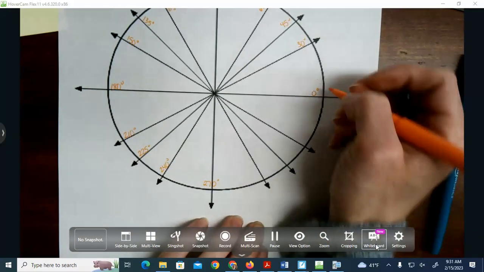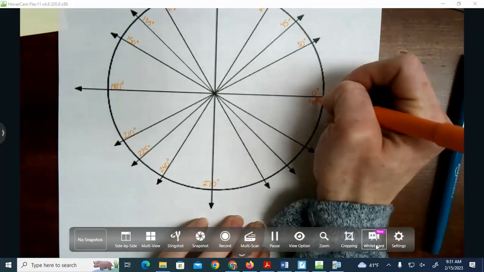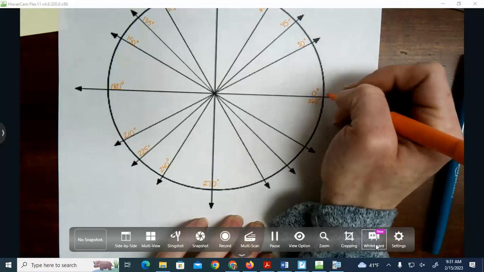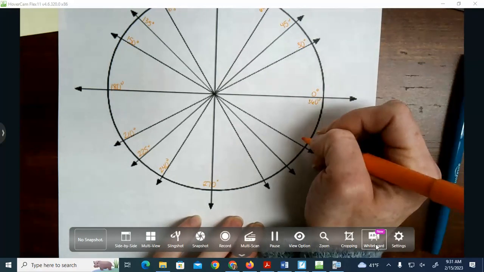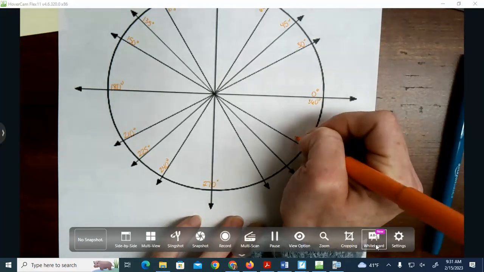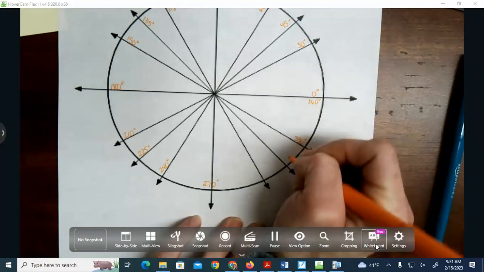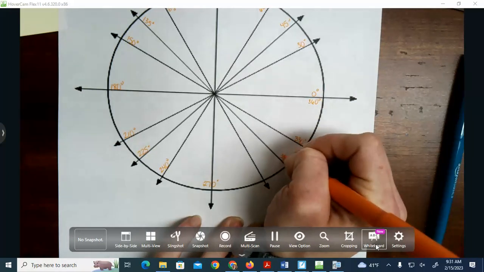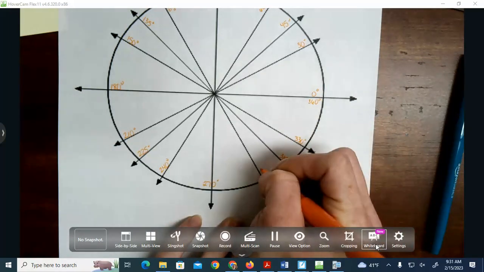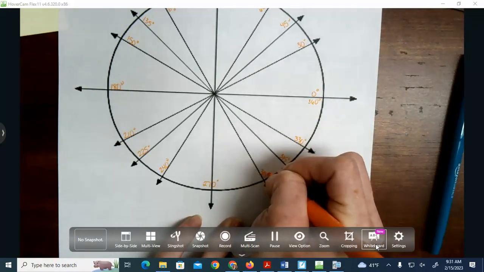And then for the fourth quadrant, we've said 0 is the same as 360, so you could label it as either. So we do 360 minus. So 360 minus 30 is 330. 360 minus 45 is 315. And 360 minus 60 is 300.